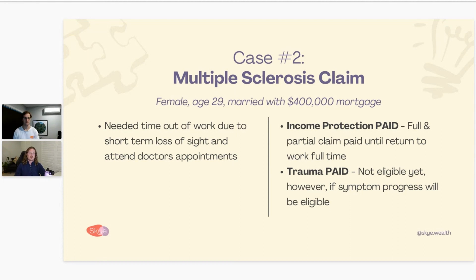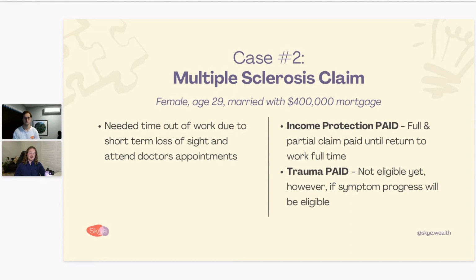So she did have income protection because she did take some time off, and then her sight came back and recovered. So she is back at work. But it depends on the MS. If it's a very stable condition, which a lot of people can live with MS for a really long time, then she won't get a trauma payment. But if it does deteriorate, then she's still got that trauma policy.